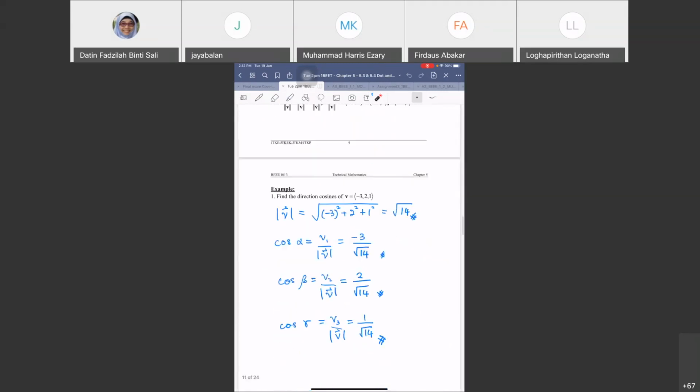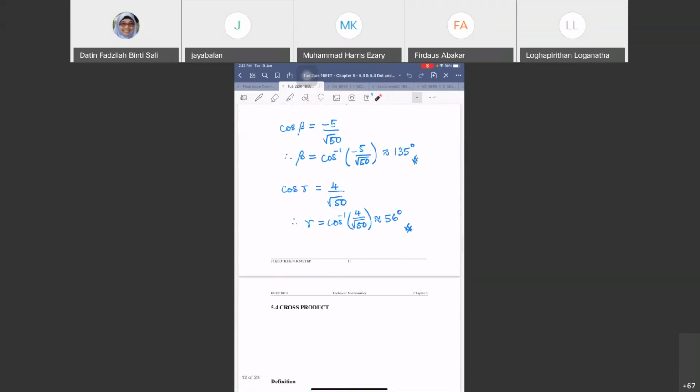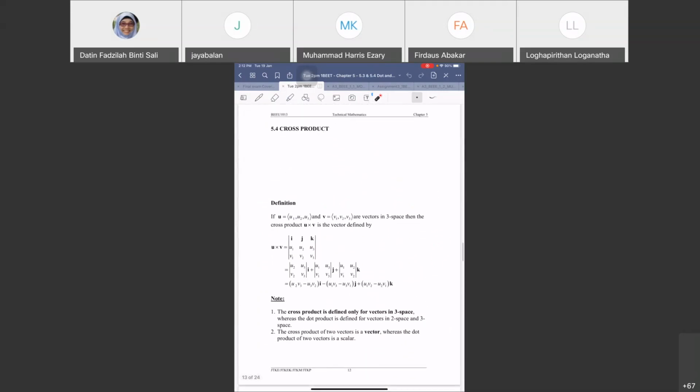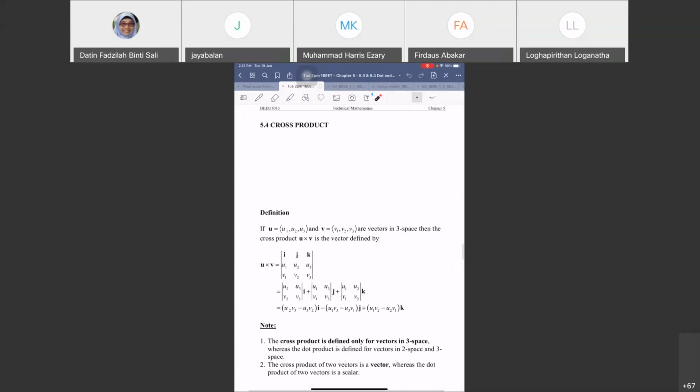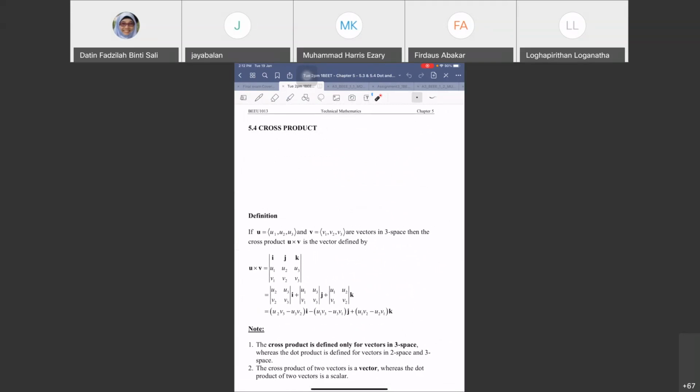So today we are going to continue with another type of vector multiplication, which is what we call the cross product.